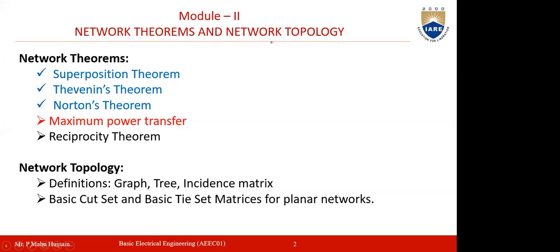So, okay, right now, let us start the session. We are in the second module, network theorems and network topology. In the previous class, we discussed the superposition theorem, Norton's theorem, and Thevenin's theorem. Till now, it is completed. Today we are going to discuss the maximum power transfer theorem.